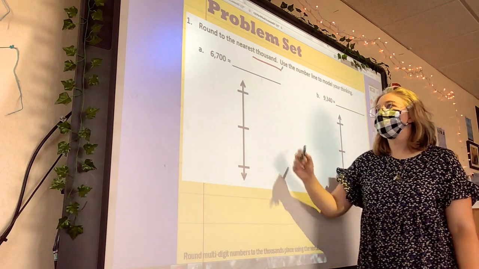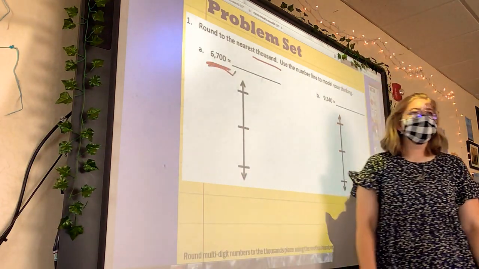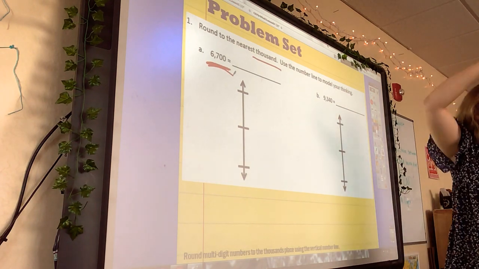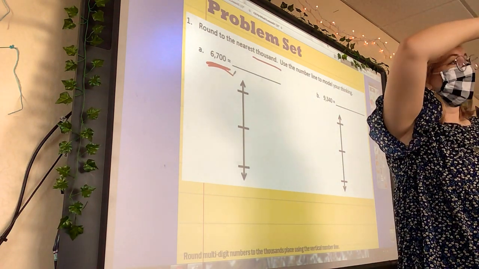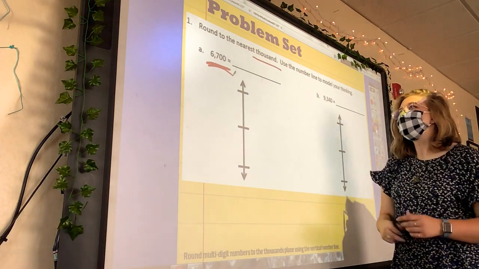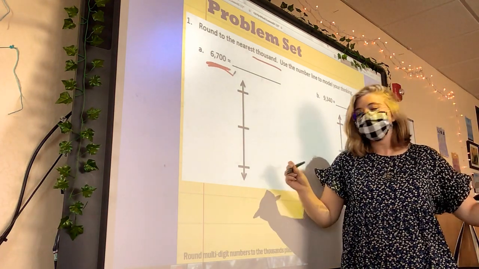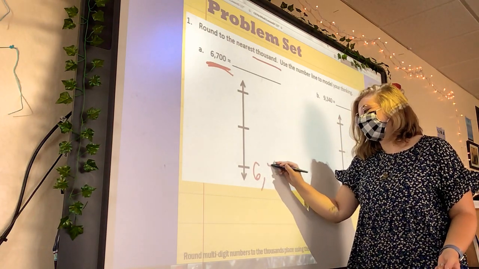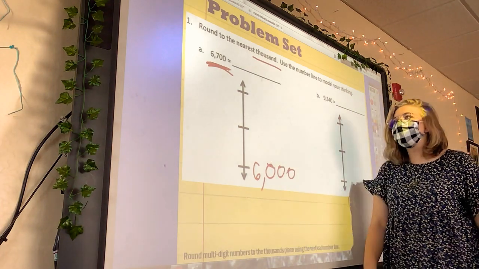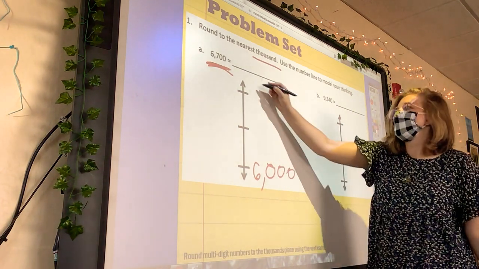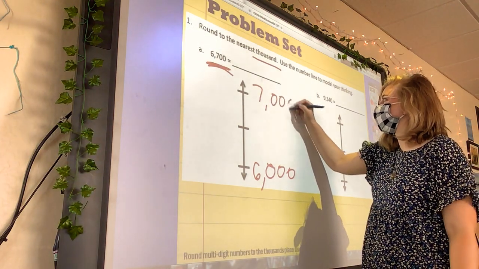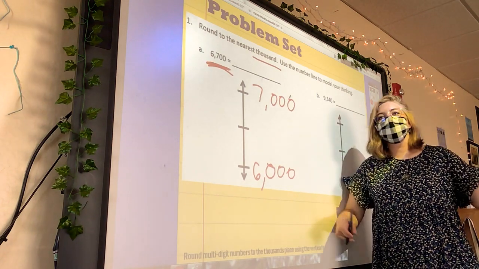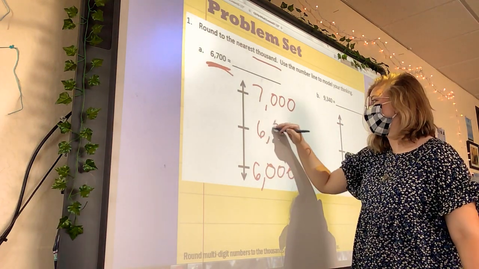So, again, let's look at A. We're rounding to the nearest 1,000. When I snap my fingers, tell me what digit is in the thousands place. 6. There it is. Okay, so the 1,000 below is going to be what? 6,000. Add one more 1,000 to that. 7,000. What would my midpoint be for 6,000 to 7,000? 6,500.